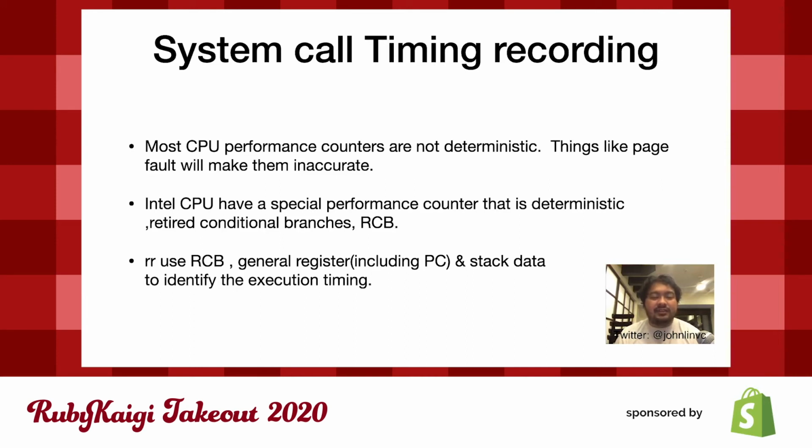RR uses the RCB and the general registers, all the registers of the CPU, including the program counter. And then you also gather the stack frame data. So you combine all these three pieces of data to identify the execution timing, so that we can reproduce the timing when we replay.